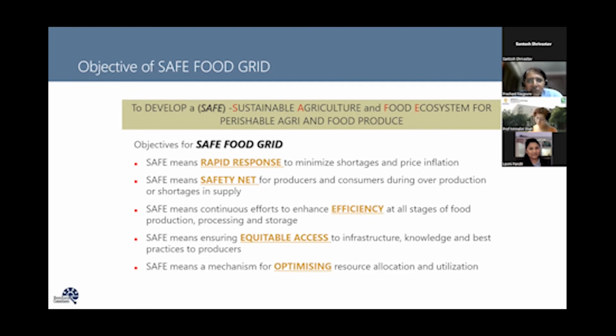Some of the terms that we coined were that SAFE means a rapid response through processors and storage infrastructure. SAFE also means a safety net, so that producers and consumers are protected from overproduction and shortages. SAFE also means that we bring in efficiency, so we reduce the wastage. And SAFE means that we provide equitable access to the infrastructure, knowledge, and best practices to the producers.